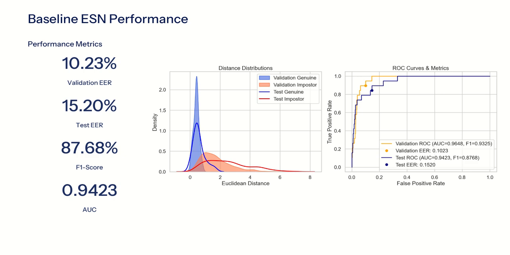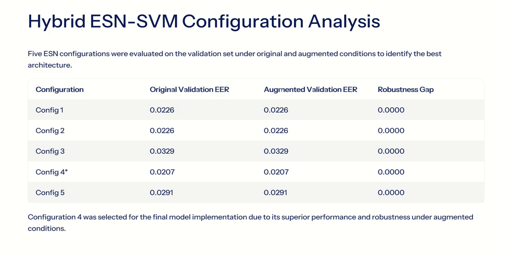So, the EcoState network performed okay when it comes to baseline. As you can see, there are the validation values, also the Euclidean distance and the ROC curves. So the hybrid architecture uses these configurations, among which configuration 4 was selected because it was robust for the validation set.